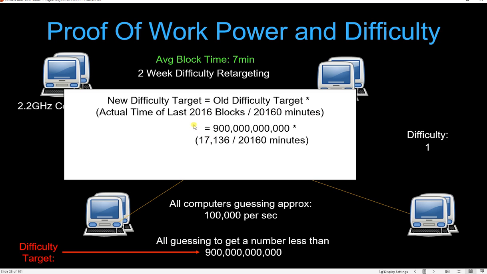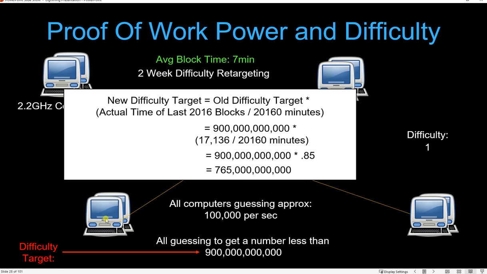So in essence, if everyone started speeding up, and instead of taking 20,160 minutes, it took a lot less, let's say it took 17,136 minutes because the blocks were a lot shorter than 10 minutes, then we basically get a much smaller number. So we're going to multiply our target times 0.85. We take 85% of it, and we end up with a new target, which is smaller. And remember, that's why I gave you the dice analogy. A smaller number means it's more difficult.